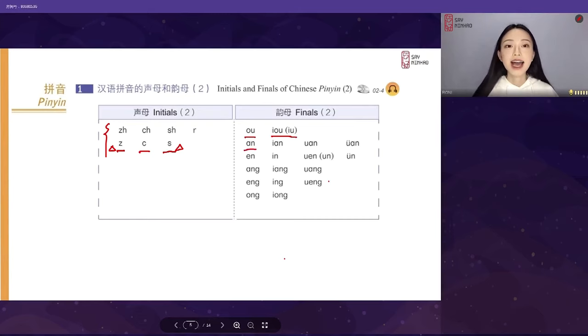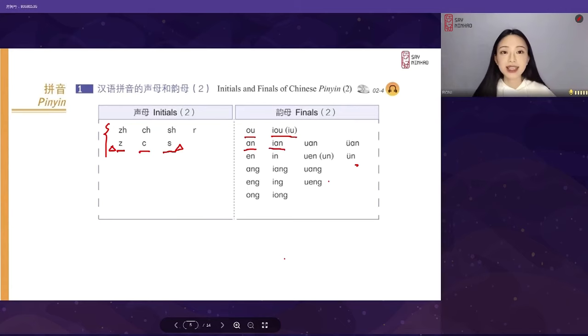Now let's move on. This one is an. First, try to pronounce a, and then try to pronounce n. For this one, you should raise the front part of your tongue, especially the tip of your tongue, and try to touch the upper gum. Okay, try. An, an, an. So this is an. We should use the nose, okay?